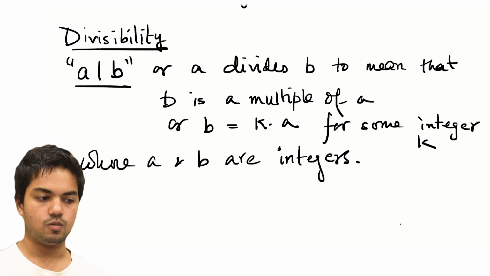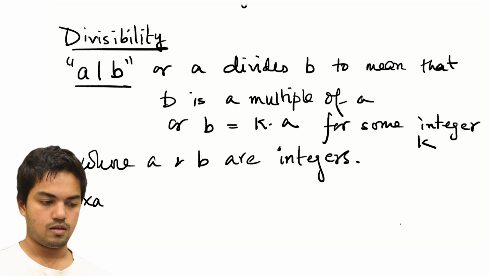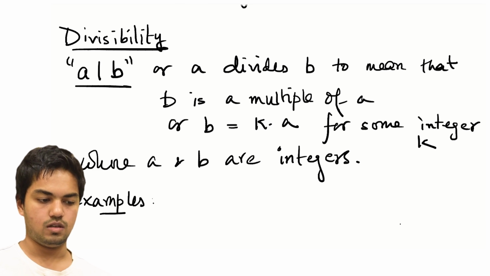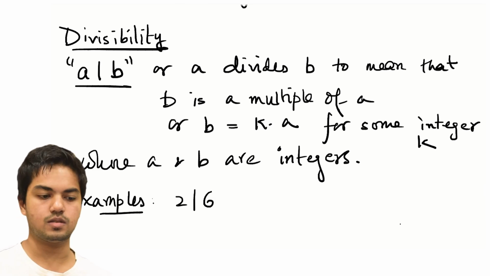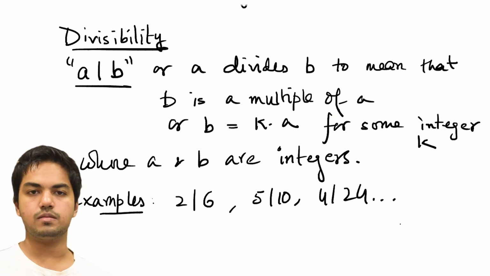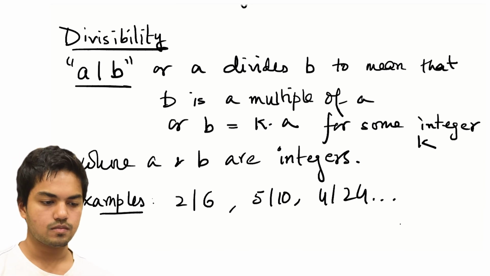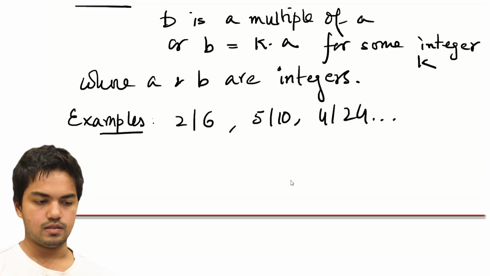Regardless, we use this notation, and I'll let you get comfortable with it by giving you some examples. 2 divides 6. 6 is 2 times 3. 5 divides 10. 4 divides 24, and so on. This is what it means to divide. We also say that B is divisible by A, right? A couple of things.